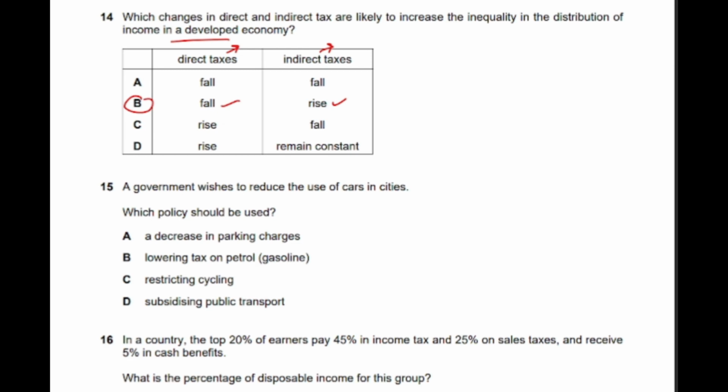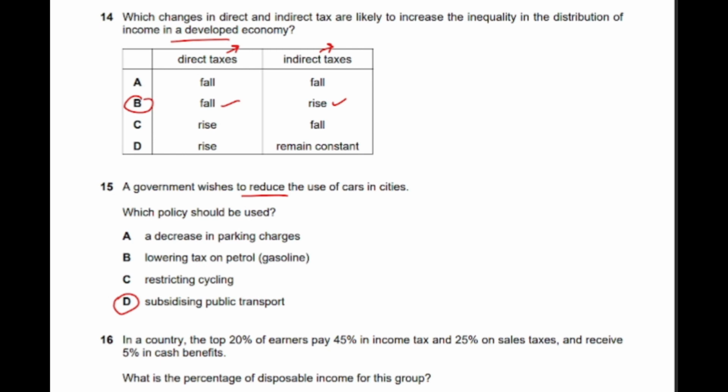Question number 15 says a government wishes to reduce the use of cars in cities. Right, so the purpose is reducing the use of cars in cities. Which policy should be used? Option D is the correct answer. Subsidizing public transport. Public transport means buses and the services that are generally provided by the government. It may be like train service as well.